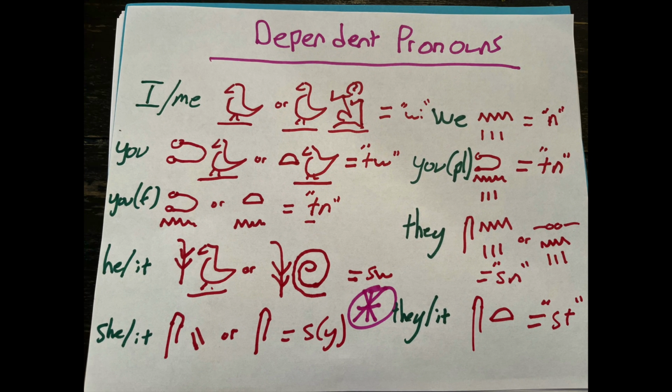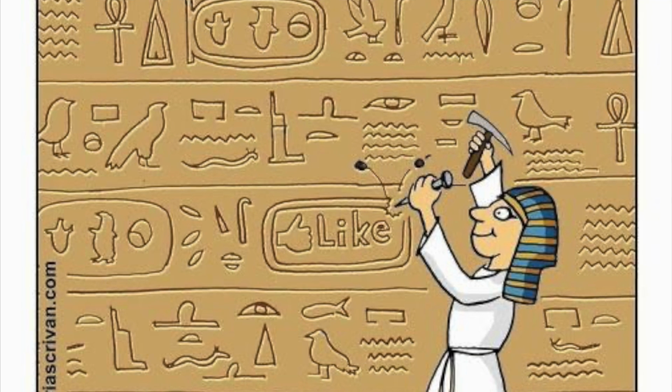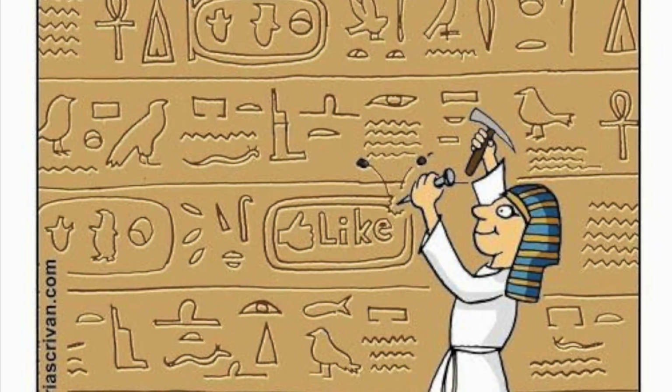So, going back to our dependent pronouns, this is your homework for this week, is to write this down, make flashcards if you need, and start memorizing the dependent pronouns and practice writing them in. Next week, we'll jump into the negative and look at how dependent pronouns are used for that.